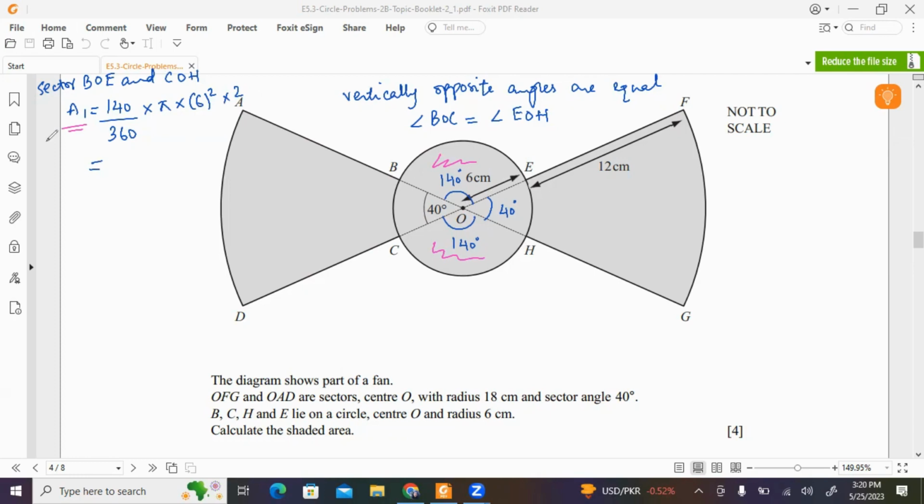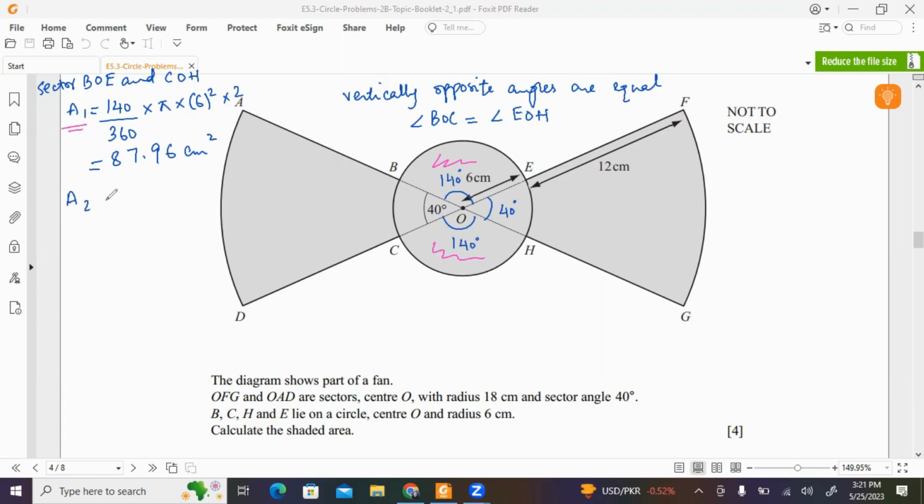So once again, plug this in the calculator. 36 gets cancelled out. So we have 40 times 2 times 5, which gives us 87.96 centimeters squared.